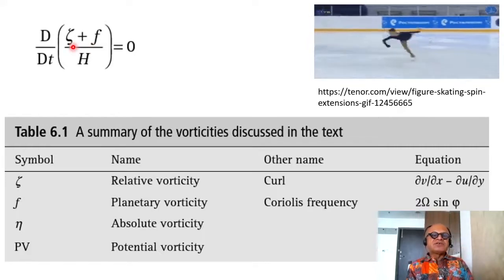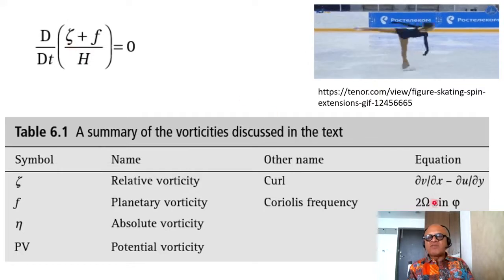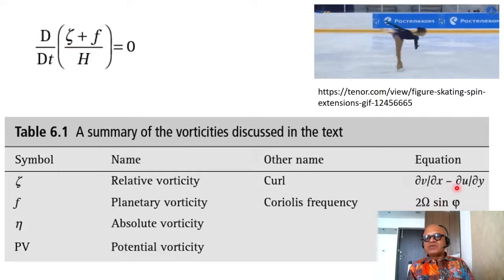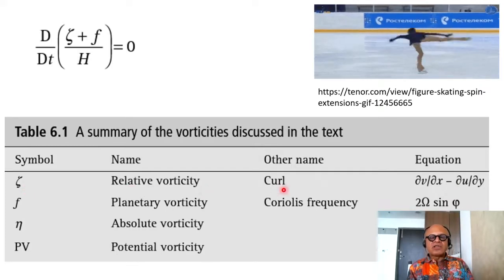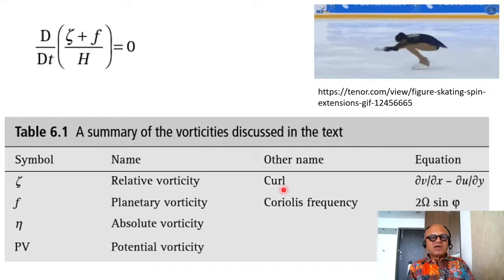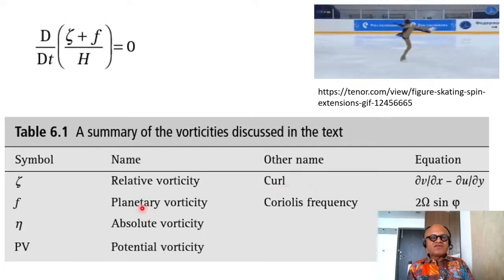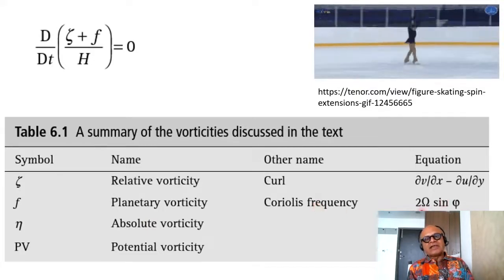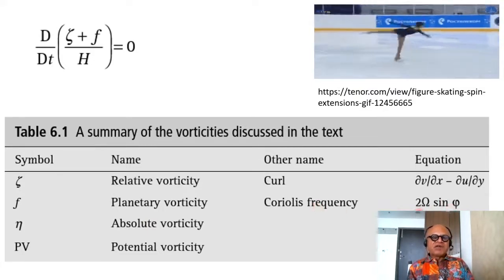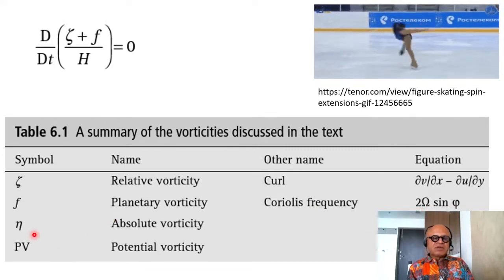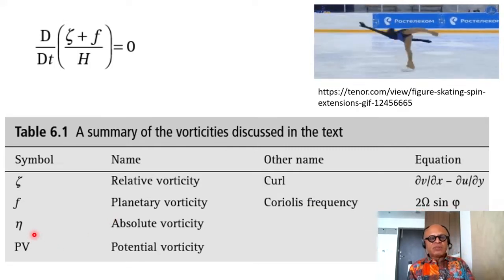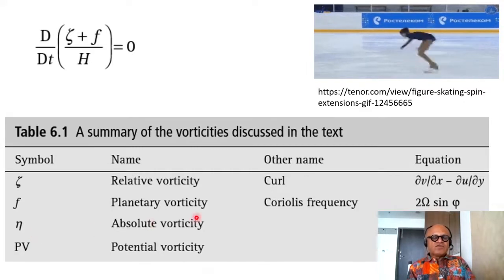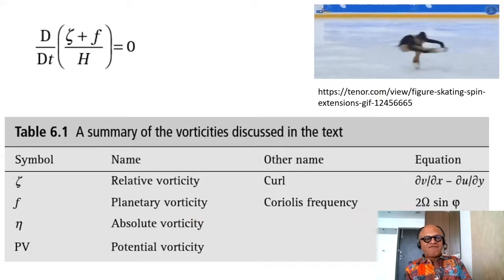So zeta here is the relative vorticity, what we saw before as dV/dx minus dU/dy. We can also call it curl, as we did for the wind stress when we did Sverdrup transport. And F is, of course, the planetary vorticity, or the Coriolis frequency, which locally at any latitude is 2 omega sine phi, which we didn't derive in detail, but you can find it in my other podcasts. And eta is often referred to as the absolute vorticity, so zeta plus F.